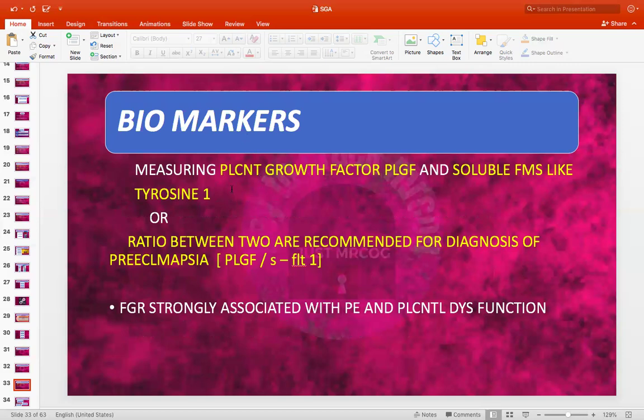There are certain biomarkers like placental growth factor, we call it PLGF, or soluble FMS-like tyrosine kinase 1 (sFlt-1), either measured individually or taking a ratio, to diagnose preeclampsia. Why is it important here? Because FGR is strongly associated with preeclampsia and placental dysfunction, and this shows us placental dysfunction. So the ratio is PLGF slash sFlt-1.